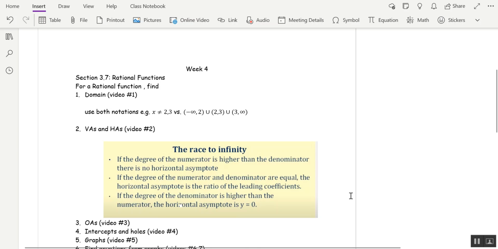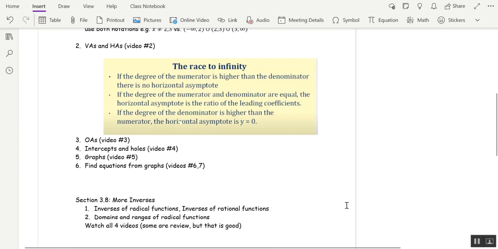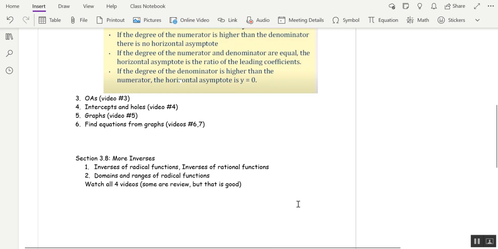Let's take a look at what I've got here. Let's jump down to 3.8 first. 3.8 is going to be the quicker section. It's just more on inverses, finding the inverse of radical functions and rational functions. We already found inverses of rational functions, so that part is review. And then just some summaries of the domains and ranges of radical functions. So I would watch all the videos, even if they're review, I think they're worth watching.